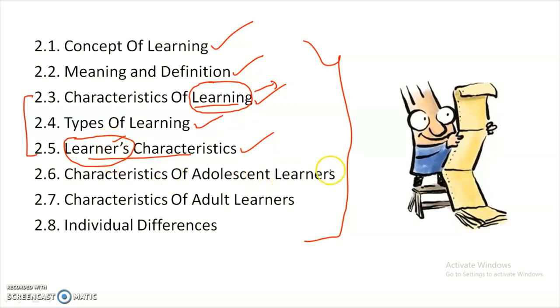The next topic is the characteristics of adolescent learners. Adolescent means the candidate's age is between preschool and adult age, the transition from child age to adult age. In that transition of age, they are called adolescent learners, so how will their characteristics be? Then the characteristics of adult learners. Adult learners we may take as, for example, college students. And the next one is individual differences, that is, how learning differs between individuals. So these are the 8 different topics we are going to see in this video.